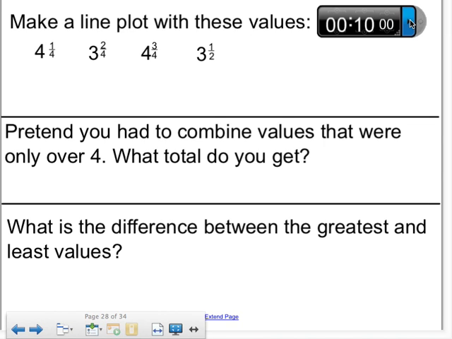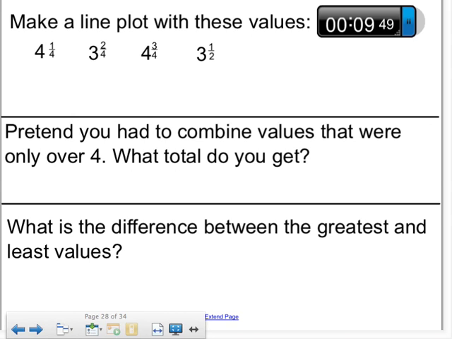Here we go. Make a line plot with these values. Well, we've been practicing line plots all week. Sorry about that. We've been doing line plots all week, so you guys should start becoming experts with this.